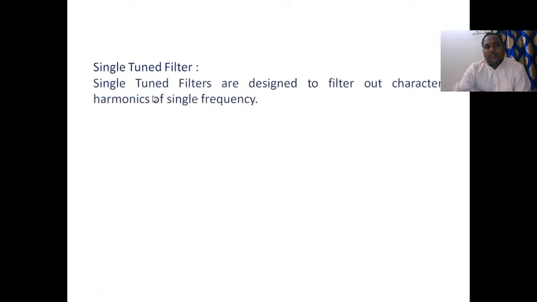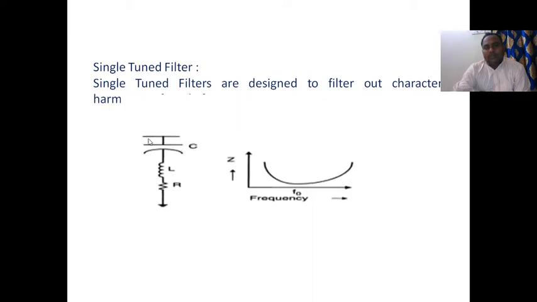The first one is the single tuned filter. Single tuned filters are designed to filter out characteristic harmonics of a single frequency. Please see that it consists of resistance, inductance, and capacitance. So what is F0? F0 is the resonance condition. F naught is nothing but the frequency where the inductive reactance is equal to the capacitive reactance, that is the resonant condition.